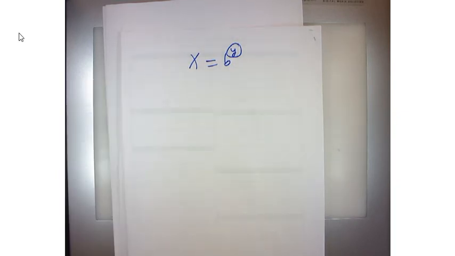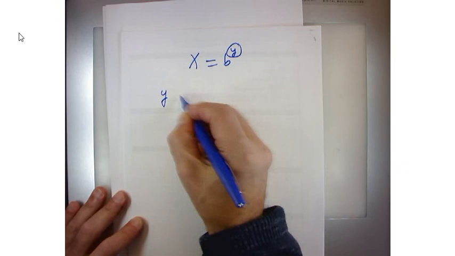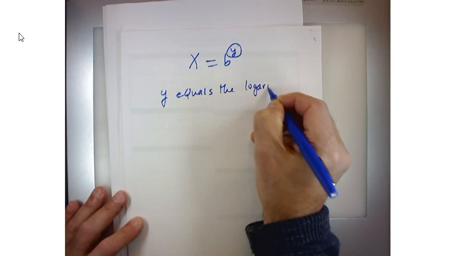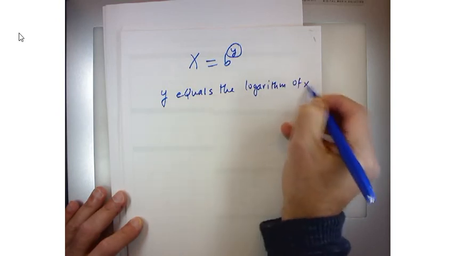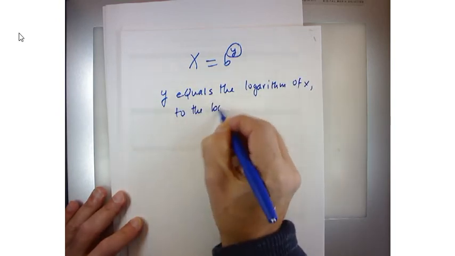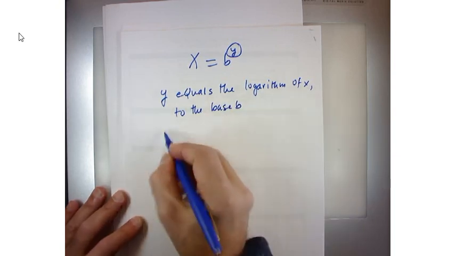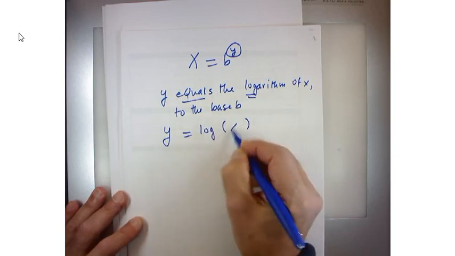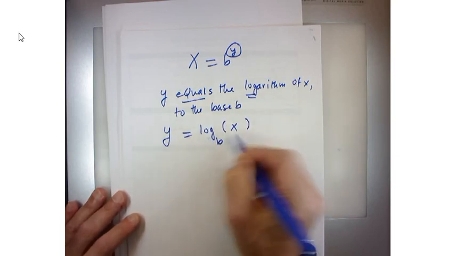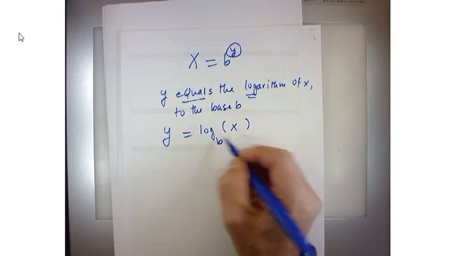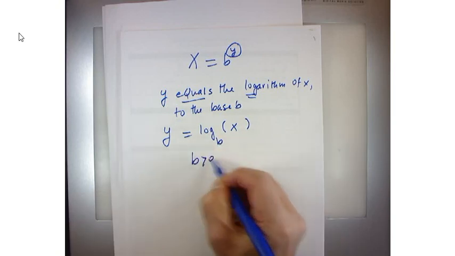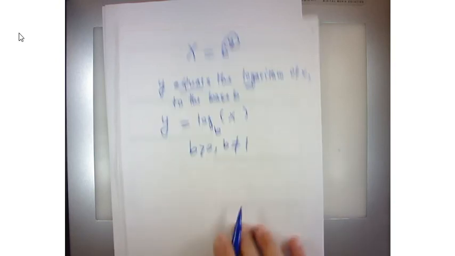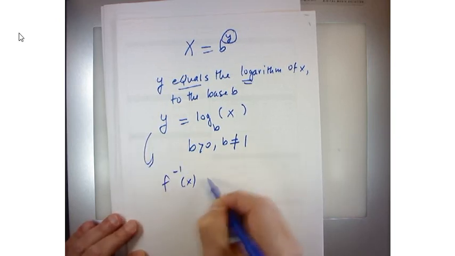So we're going to have to come up with a new function, and we say y equals the logarithm of x to the base b. Instead of writing all this, we write y equals log of x to the base b. So it's like f of x or g of x, except log base b of x. The base is the same base as exponential. It cannot be negative, 0, or 1.